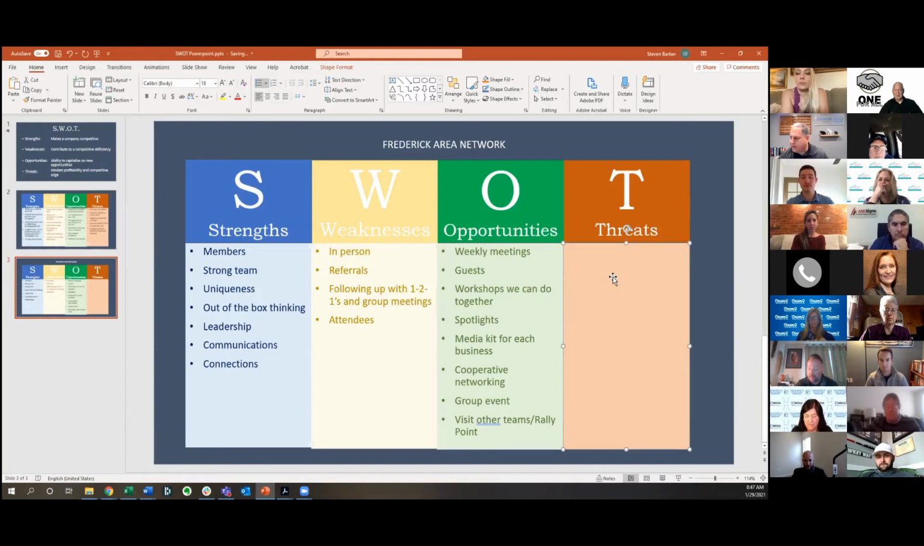Okay, now what are the threats for us? Where can we derail? Other networking groups. That's right. I think Zoom fatigue is a threat. Kind of related, Steve, I would say distractions, phone, web surfing, etc. Any other threats to us?